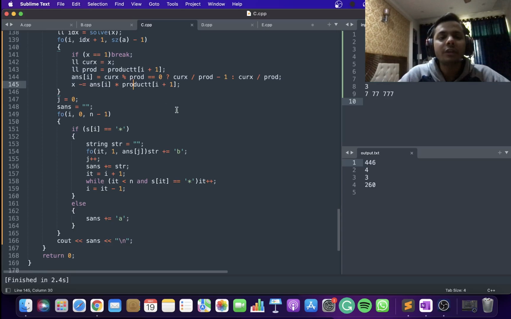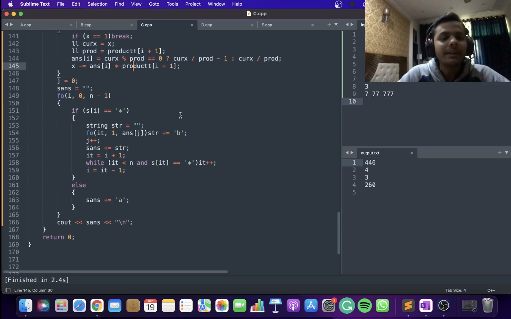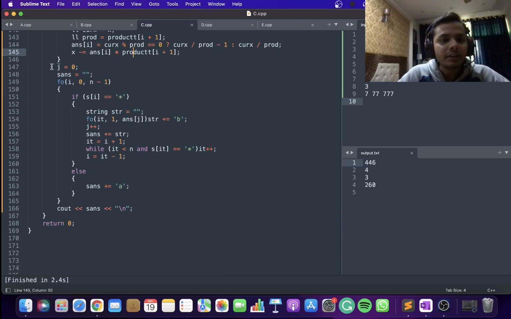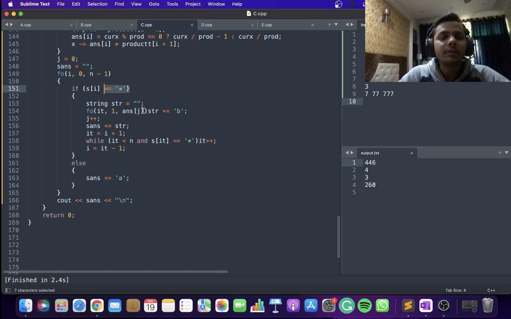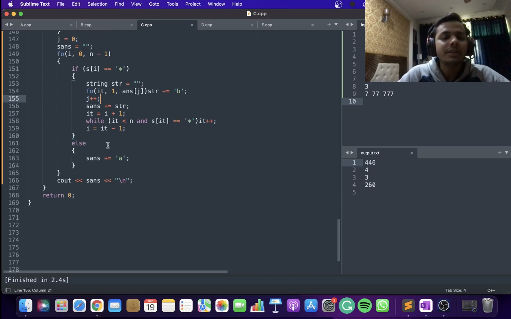The only thing left now is to construct the string back again, and that can be done very easily using something like 2 pointers, which I'm doing here. Initially j is 0. So again I iterate over my string starting from 0. As soon as I find a star, I know the total number of b's that I'm putting at that position, which is answer of j. So going from 1 to answer of j, I append b to my string, and then I increment j, as one does in a basic 2-pointer approach. This is exactly what's happening. Otherwise, if s of i is not a star, then obviously I'm just adding an a to my answer string.